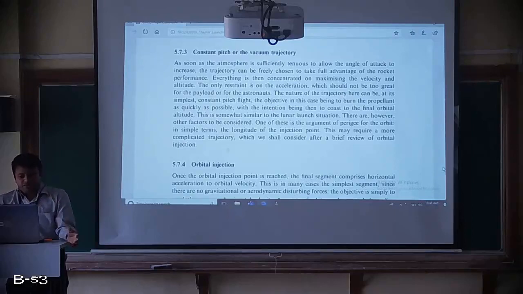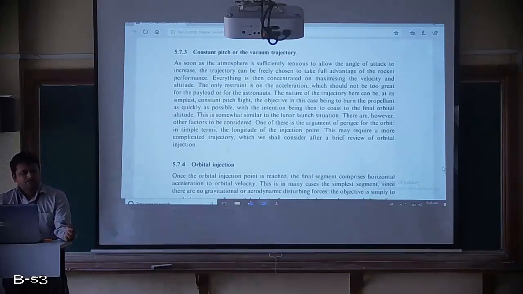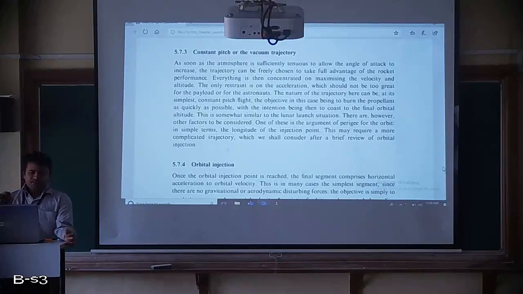So here the main objective is that we burn the propellant as quickly as possible to get the speed. The objective is just to burn the propellant, whatever is there, and get the acceleration. So don't stop burning the propellant. Burn it as soon and as quickly as possible, so that finally it can reach the higher altitude, or the final orbital altitude. After this, finally you are going to put your rocket in the final orbit.